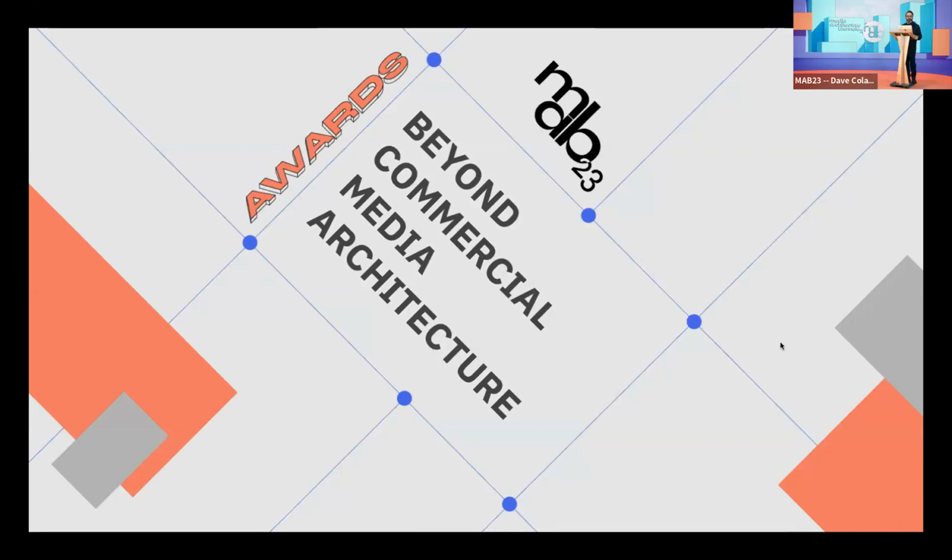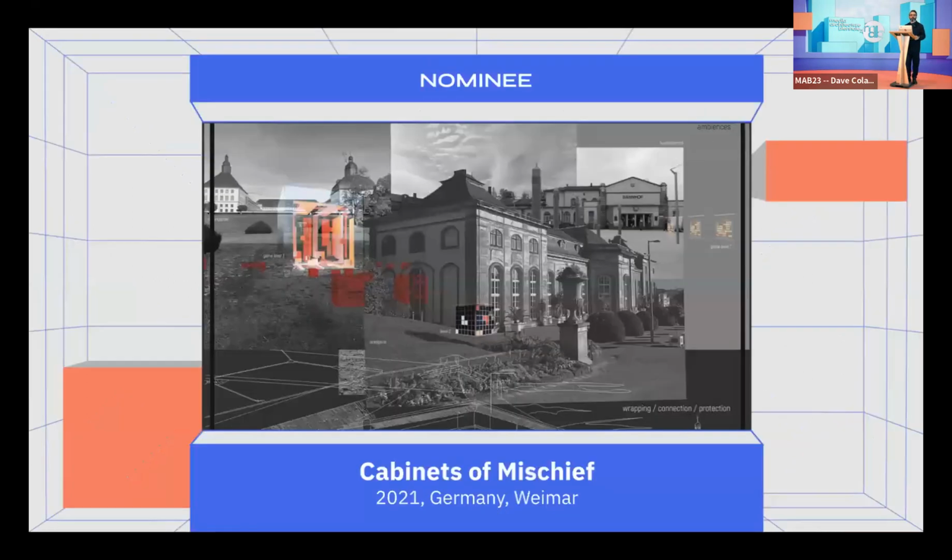The next category is Beyond Commercial Media Architecture. So these are projects that creatively integrate commercial interests with civic goals and/or artistic vision. They use media architecture to strengthen a brand while serving more than commercial purposes. So let's see the nominees in this category.